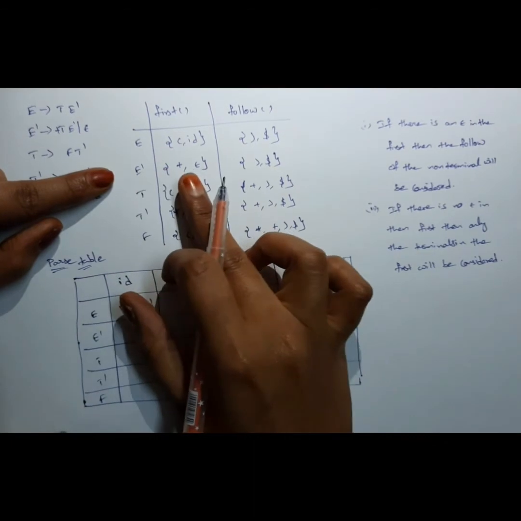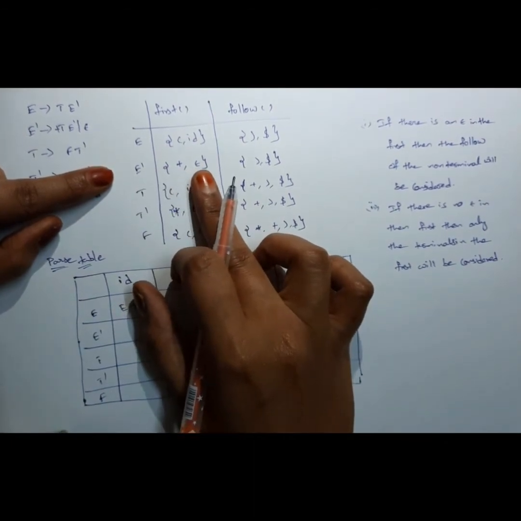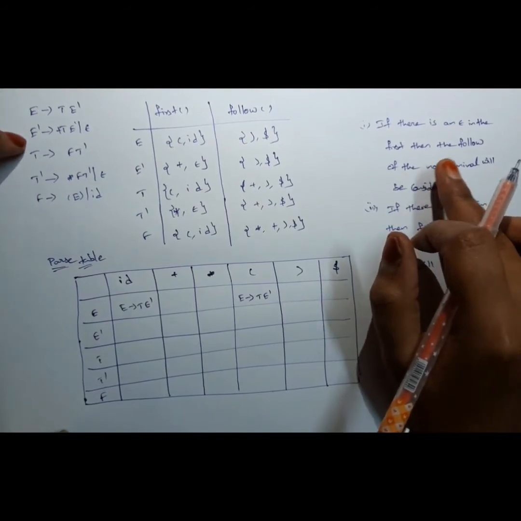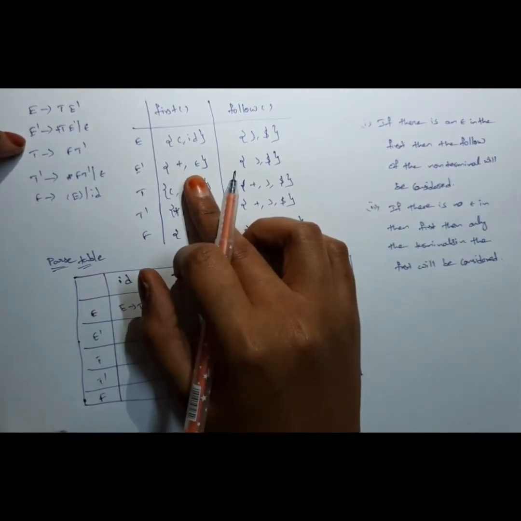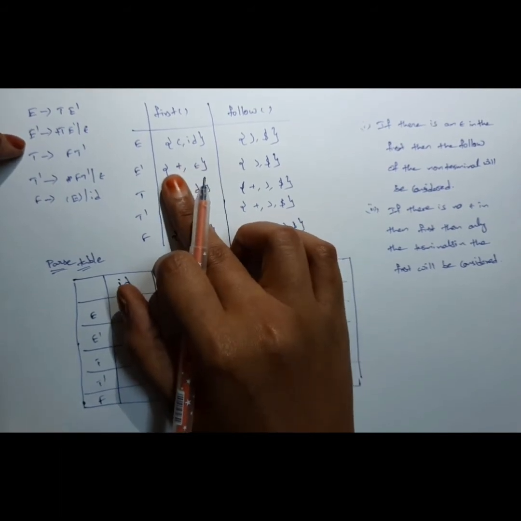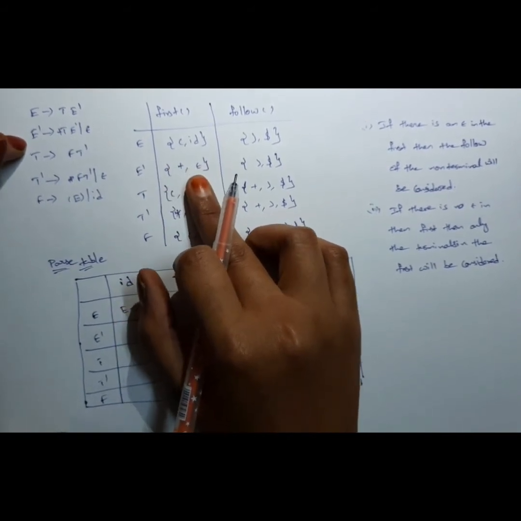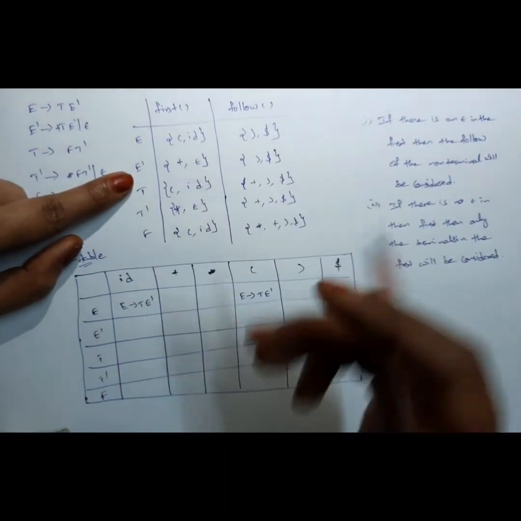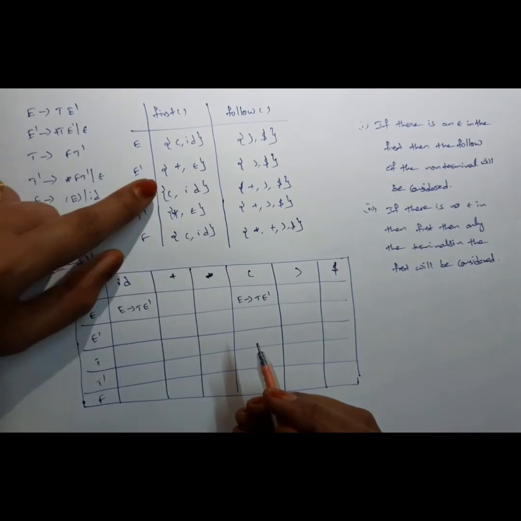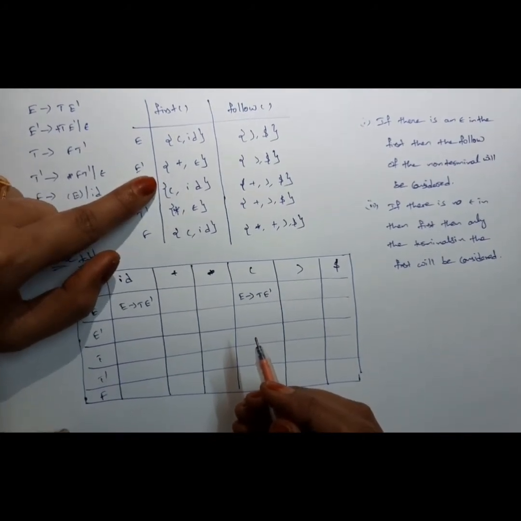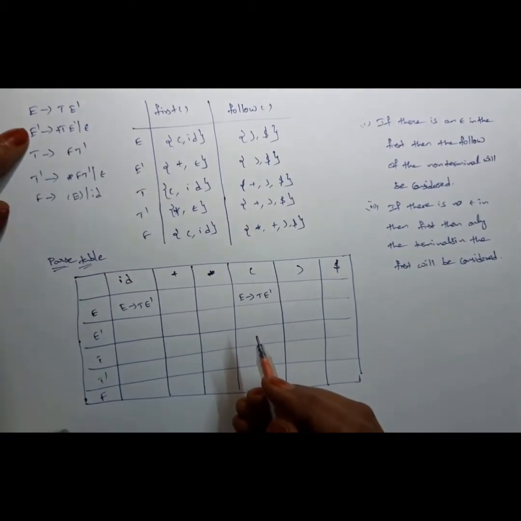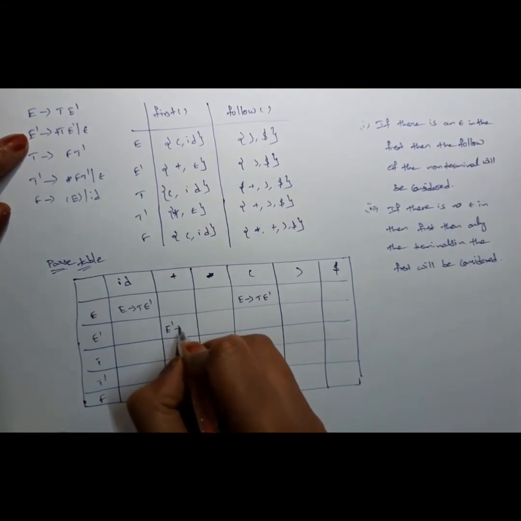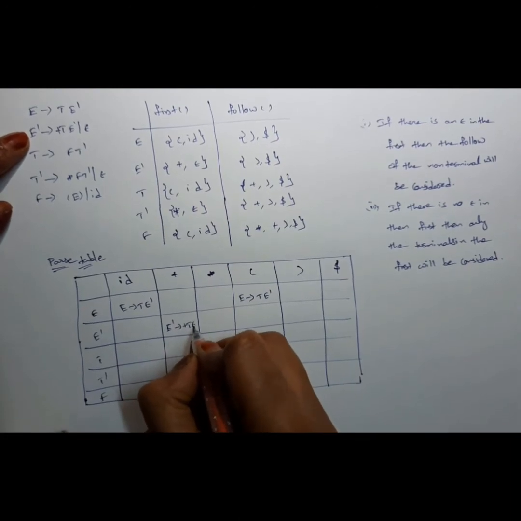In the first of E dash, we are having plus and epsilon. Here we will follow the first step. As it is having the epsilon in the first, I will consider this plus, and in this epsilon place I will consider the follow of E dash. In the first of E dash we are having plus, that means in this plus position I am placing the production E dash derives plus T dash.